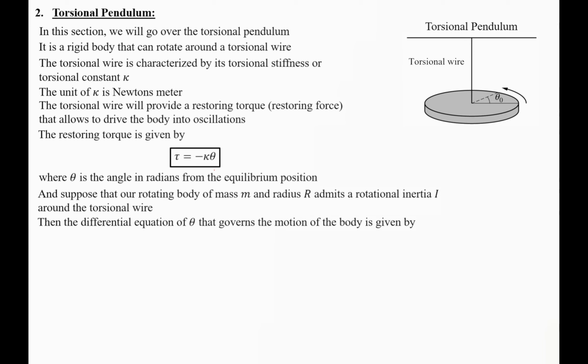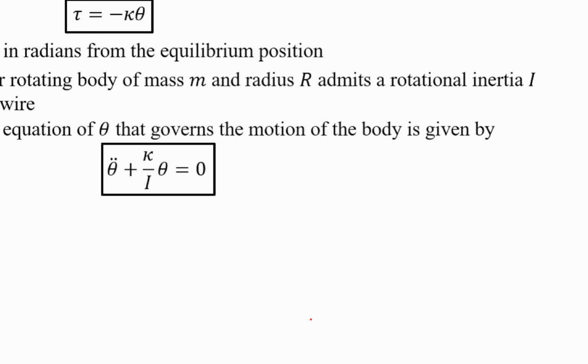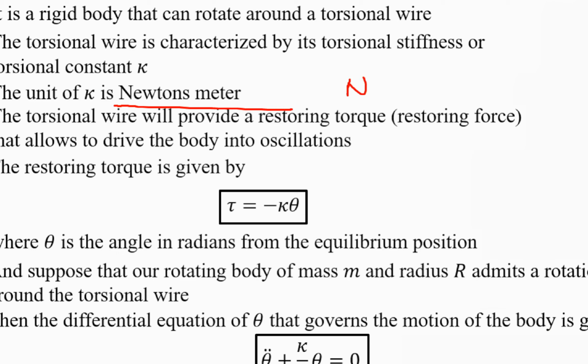Then the differential equation of theta that governs the motion of the body is given by what? Simply theta double dot plus kappa over I theta is equal to 0. Why? Because remember, for a spring, it's easier to do an analogy with a horizontal oscillator. It was given by x double dot plus k over m x is equal to 0. Now k is promoted to kappa, m is promoted to I, and don't worry about the units, because kappa is given in Newton meter and not Newton per meter.